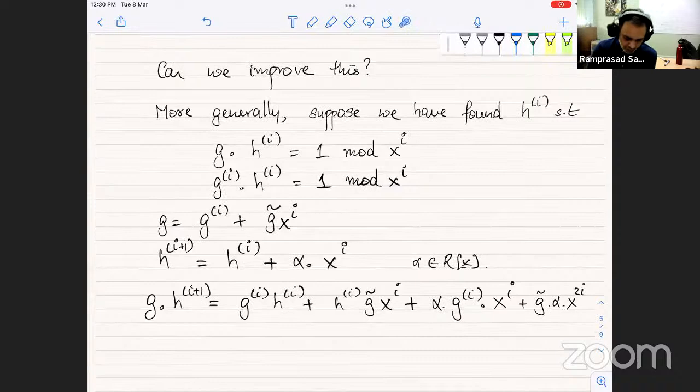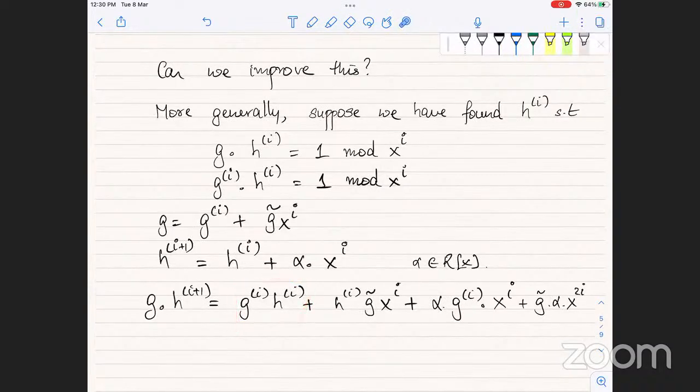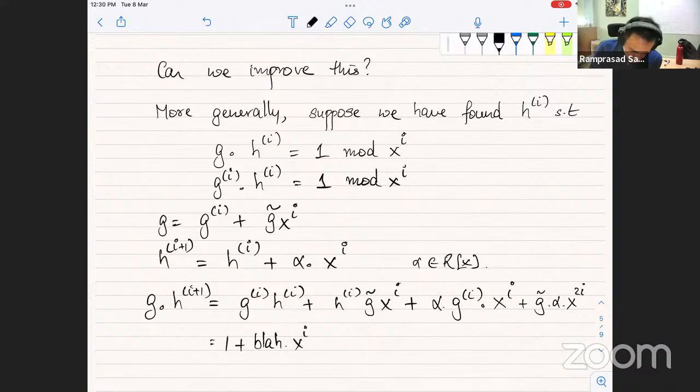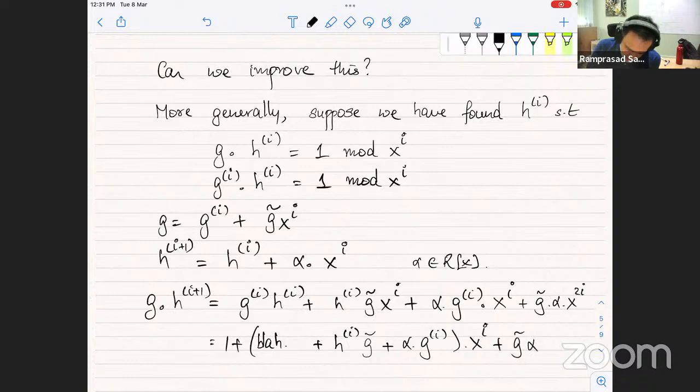Now, what do I know about this? This was equal to 1 mod x power I. What does that mean? It means if I multiply these two polynomials, I will get some polynomial which is 1 plus something divisible by x power I. So let me write this as 1 plus blah times x power I, plus these other things, plus hi g tilde. Let me take this x power I common: blah x power I, g tilde plus alpha times gi times x power I, plus g tilde alpha times x power 2I.